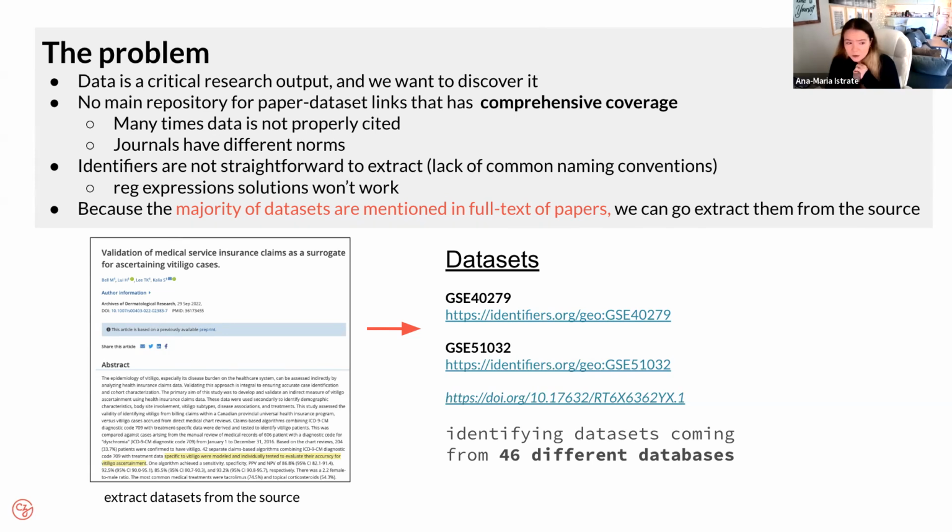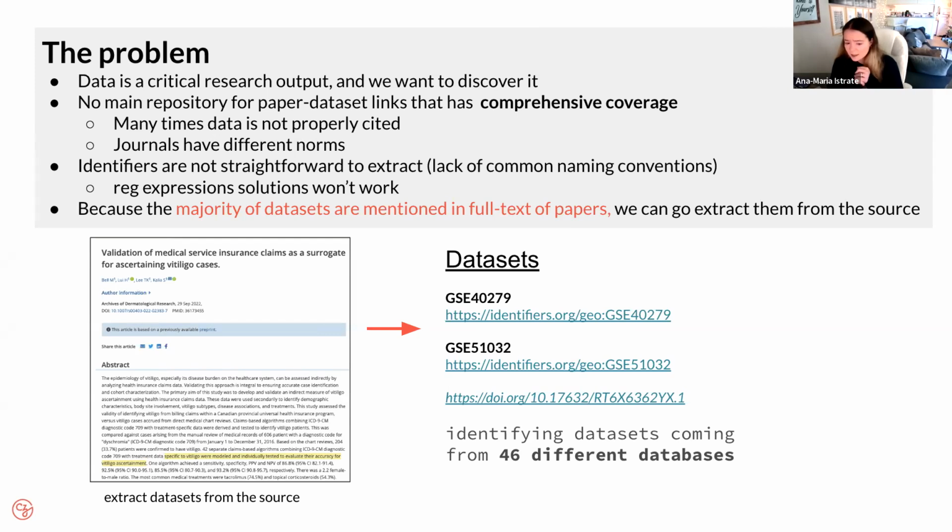However, the majority of these data sets are mentioned in the full text of papers. So authors will mention the data they're using in the full text of a paper somehow, which means that we can go and extract it straight from the source. So what do we mean by data? Usually it looks like an identifier in a particular database. We have these examples here, GSE 40279. This is actually a mention of a data set in the GEO repository. So this is what we're trying to identify. And we have narrowed down to 46 different databases we're interested in.